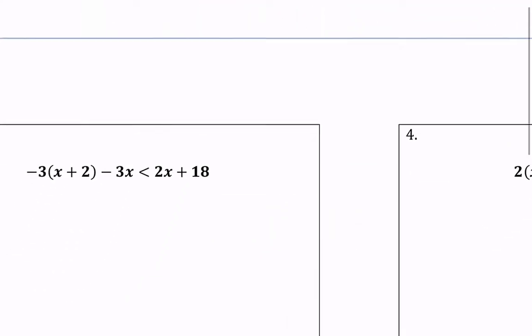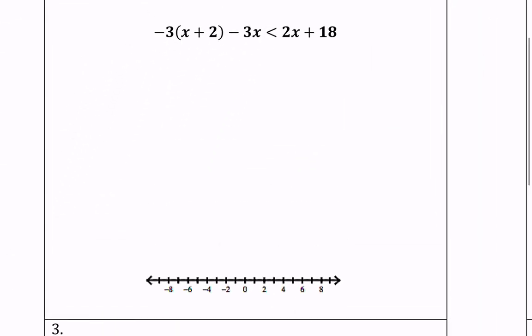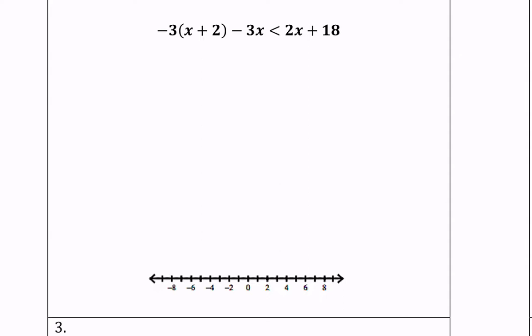All right, moving on to number 2. I draw my line where I see the inequality. And I see parentheses, which means I'm going to distribute, which means multiply. So I'm going to take this negative 3 and multiply it by x. Negative 3 times x is negative 3x. Next, I take that negative 3 and I multiply it by 2. Negative 3 times 2 is a negative 6, so I write that as minus 6.